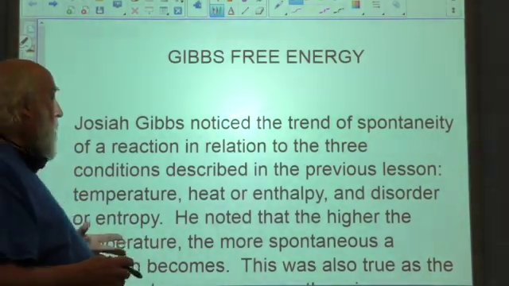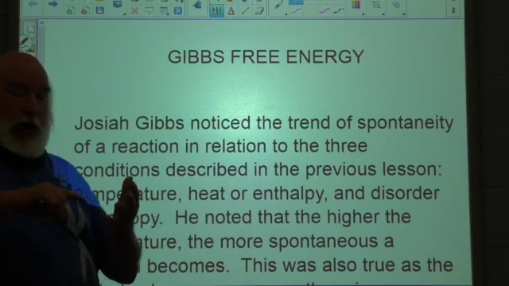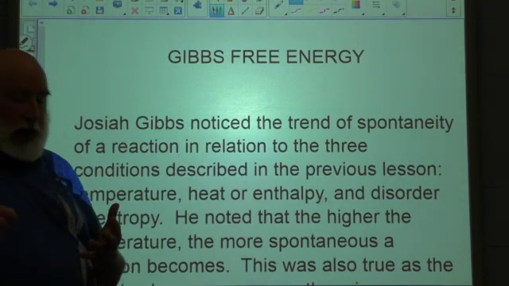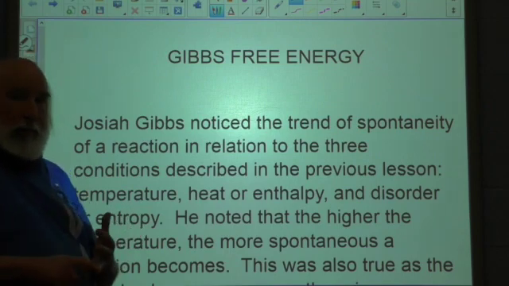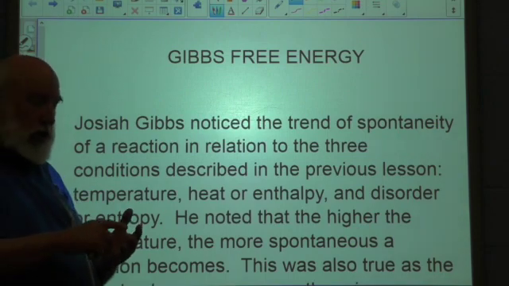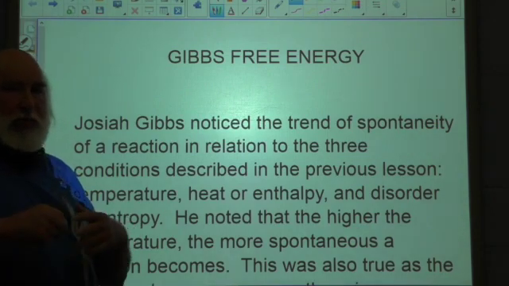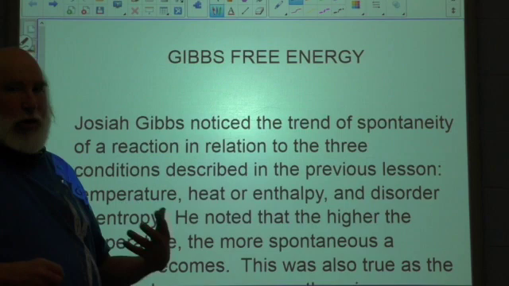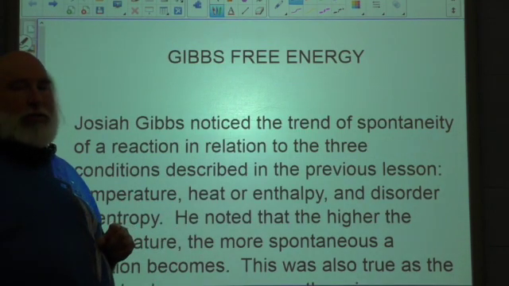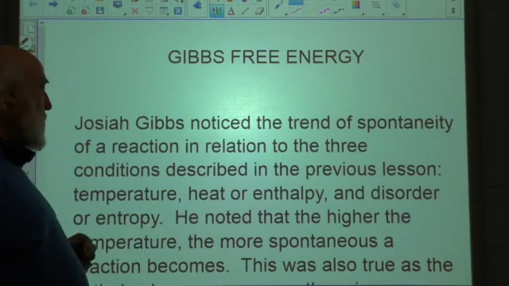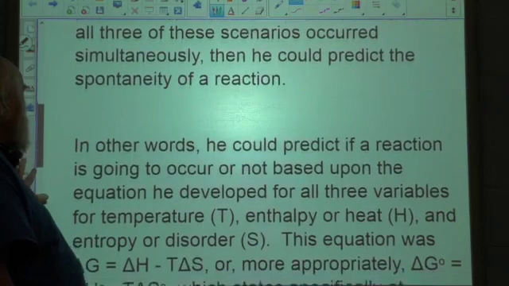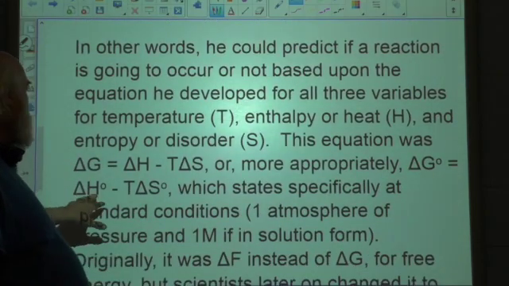And he found that if you had an exothermic reaction, which means the enthalpy was negative, delta H was negative, if you had a high temperature, it will most likely be a spontaneous reaction. And if the delta S, which is the entropy, was increasing or positive, that also meant it's going to be a spontaneous reaction. And he put all this together to give us this equation right here.